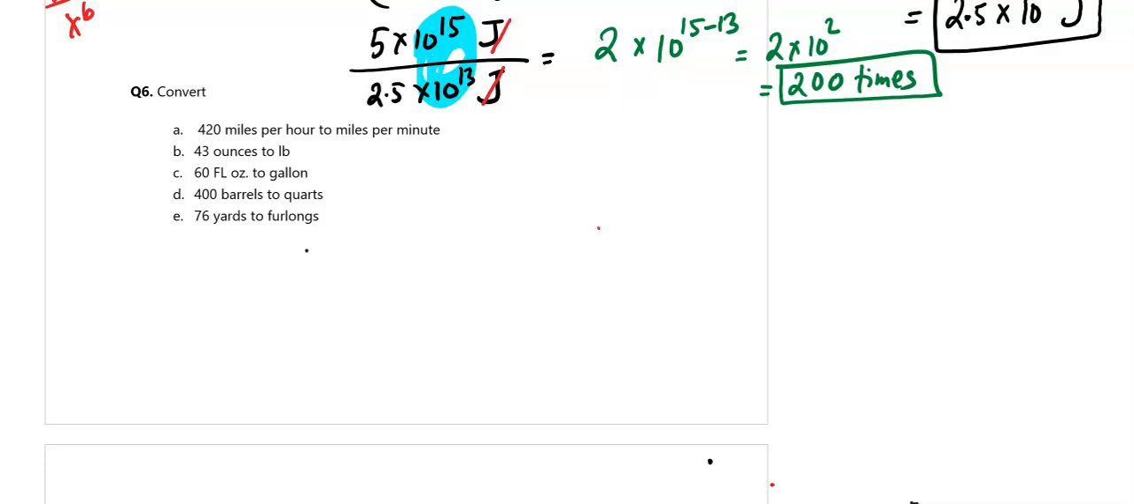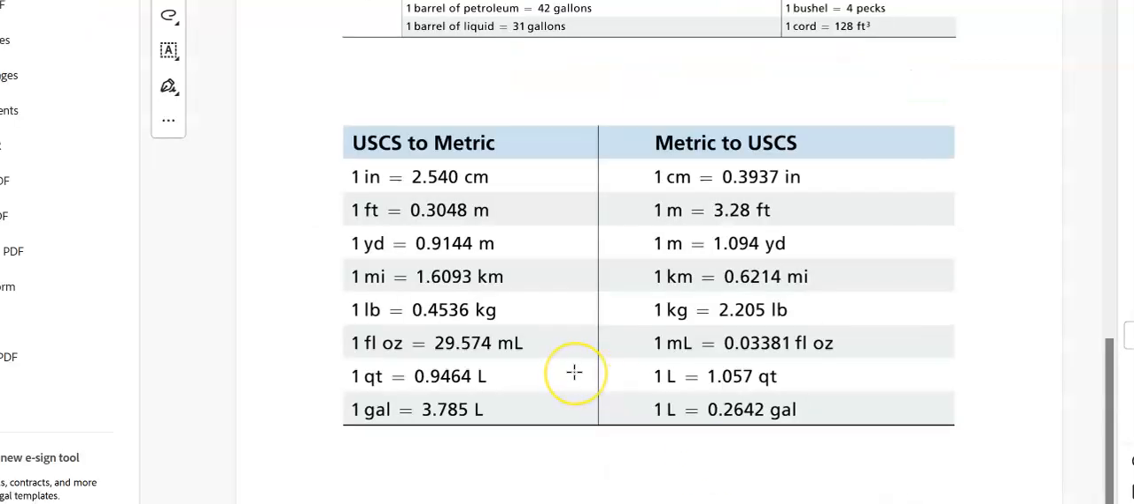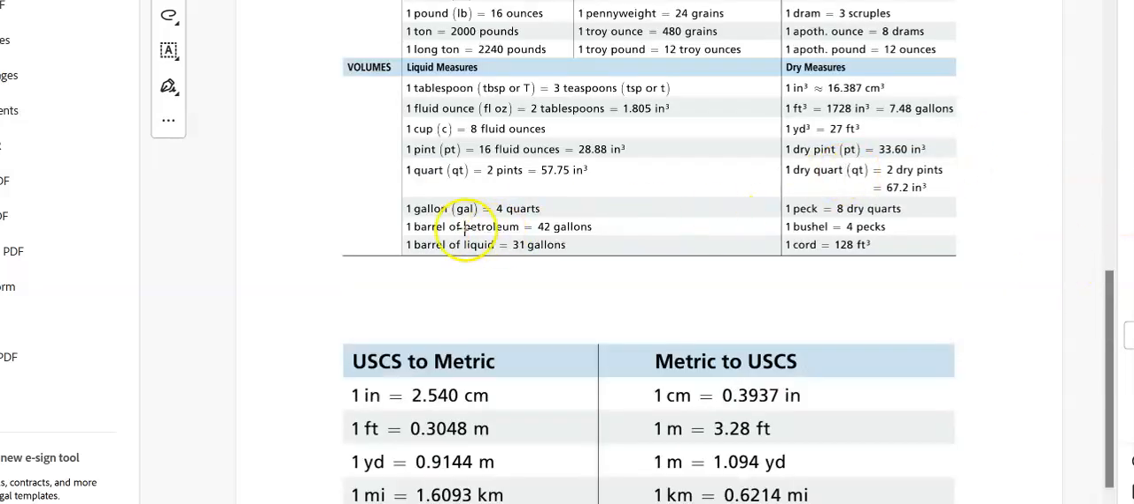Next question, we convert barrel to quart. Okay, for the 400 barrels, the barrel is a volume unit. Again, you are changing barrel to quarts. Let's see, we have an equation that converts barrel to quarts. Here you go. So there is no direct conversion from barrel to quarts. There is barrel to gallon and gallon to quarts. So you have to use 2 conversion factors.